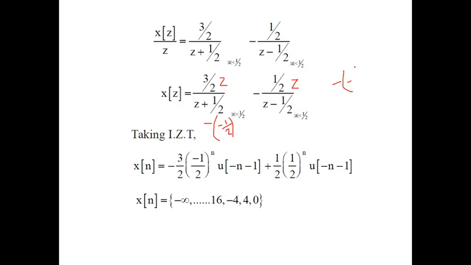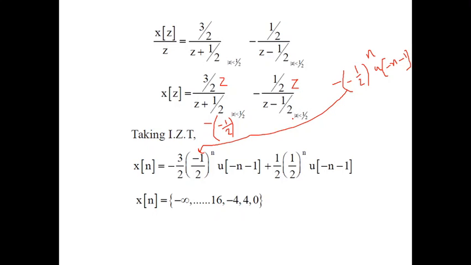So a power n here. So minus 1 by 2 power n, a power n u of minus n minus 1. So that is the inverse z transform of the first term, which is obtained over here. So 3 by 2 is a constant and then remaining we get minus of minus 1 by 2 to the power of n u of minus n minus 1.